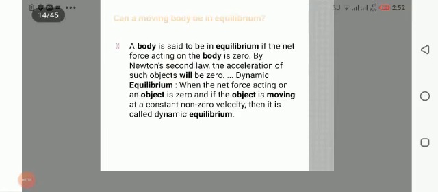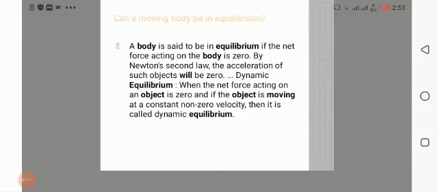Can a moving body be in equilibrium? A body is said to be in equilibrium if the net force acting on the body is zero. By Newton's second law, the acceleration of such an object will be zero. Dynamic equilibrium: when the net force acting on an object is zero and the object is moving at a constant non-zero velocity, then it is called dynamic equilibrium.